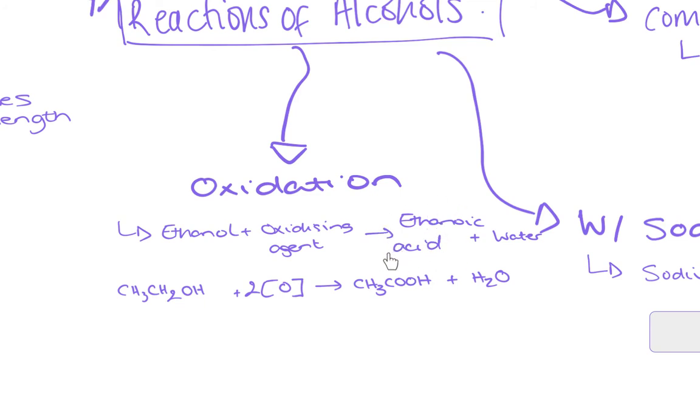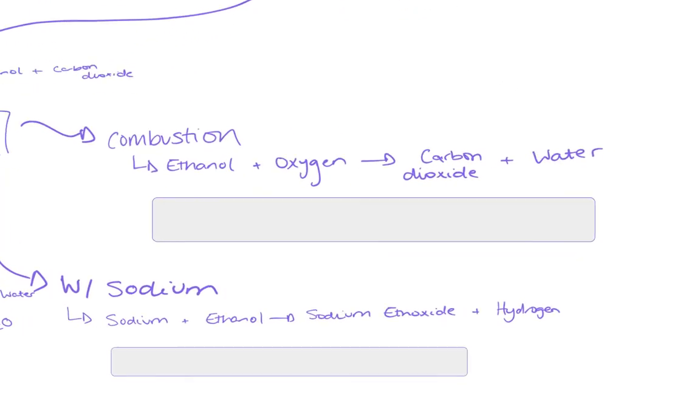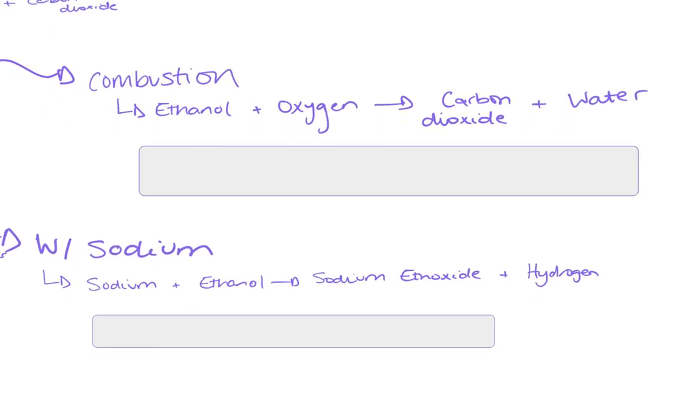And the reason it does that is because ethanoic acid is being formed through oxidation, and ethanoic acid is vinegar. So that's the explanation for that. Let's now move on to looking at combustion. Now, combustion of alcohols is really, really important.